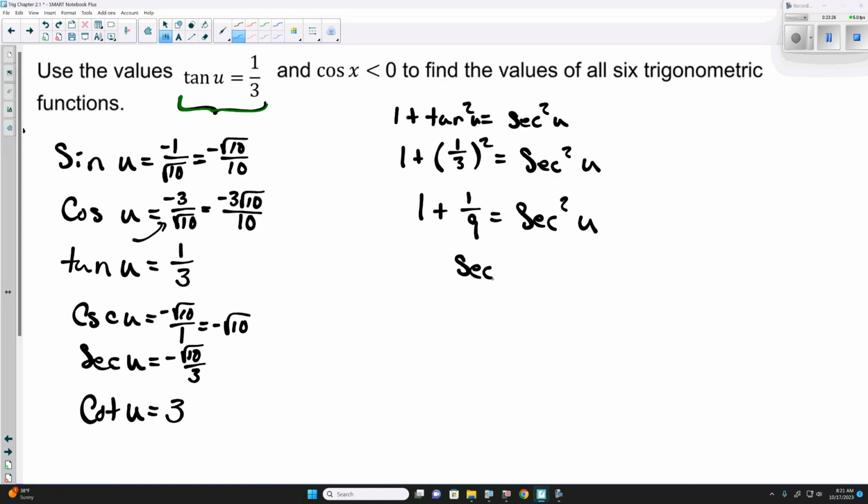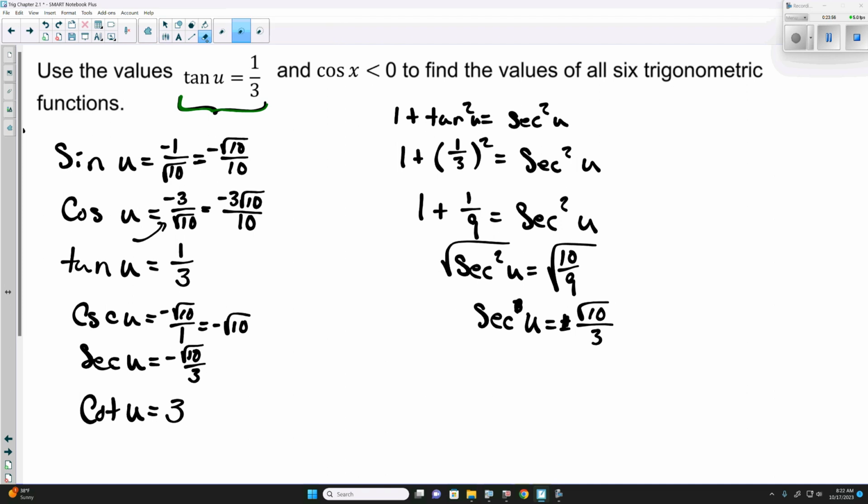So we're saying secant squared of u is equal to 10/9. Square root both sides. So secant of u is the square root of 10 over 3, because we can't take the square root of 10, but the square root of 9 is 3, and we have the plus or minus. Well, secant is 1 over cosine, since cosine's a negative, secant has to be negative also. So we get this here. Well, we got the same answer from the triangle, yes?